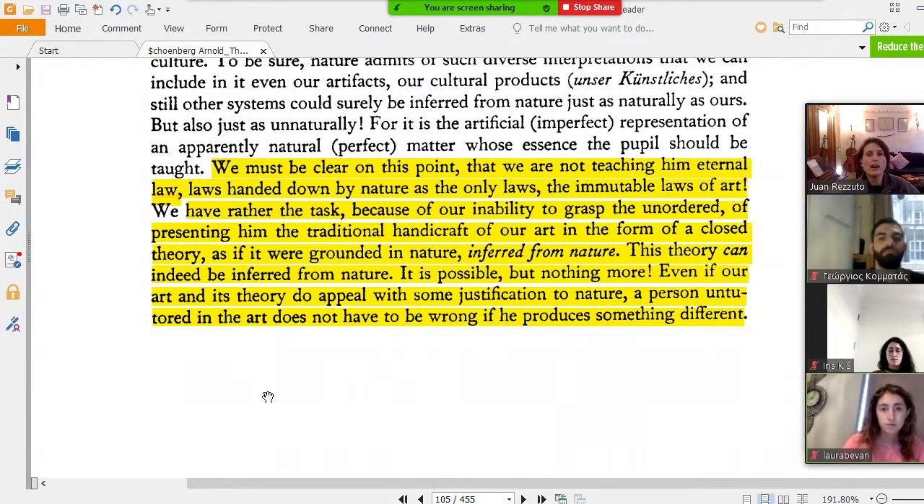Even if our art and its theory do appeal with some justification to nature, a person untutored in the art does not have to be wrong if he produces something different. Even there, he says, look, if you produce something different, it's not going to be wrong. I'm just in the used handicraft so far.